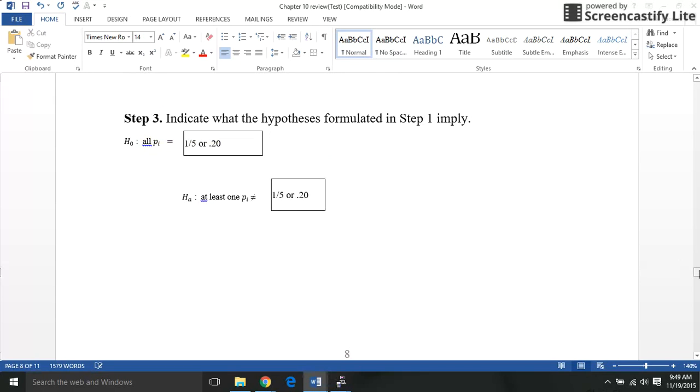Below, we'll see it wants to know what the hypothesis could be. Well, you can say all the proportions equal 1 over 5 because that's 1 day over all 5 days, or 0.20 if you divide 1 by 5. And the alternative, you're going to put in the exact same value. And that's at least one of the proportions is not equal to 1 over 5 or 0.20.